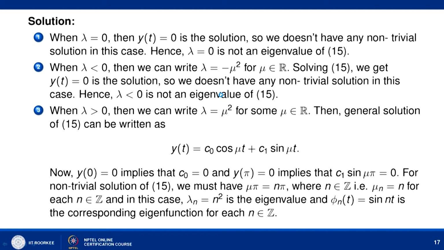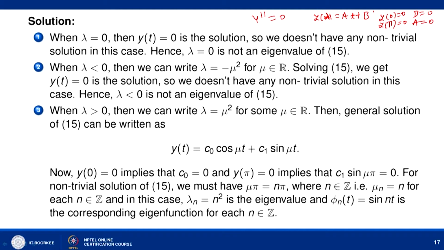First let us consider the simplest case, lambda equal to 0. In this case our equation reduces to y double dash equal to 0, and we already know that the solution is simply linear. So y of t equal to at plus b, and we can find the coefficients a and b by y(0) equal to 0 and y(pi) equal to 0. Since y(0) equal to 0, this implies that b is equal to 0. Now y(pi) equal to 0 means that a is equal to 0.